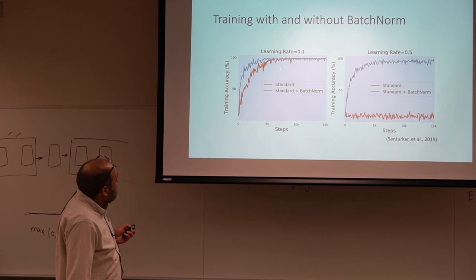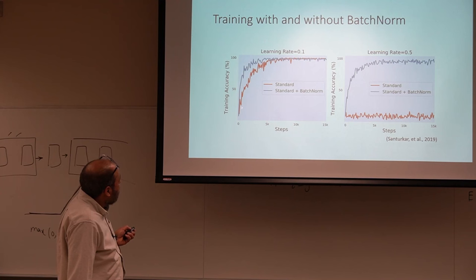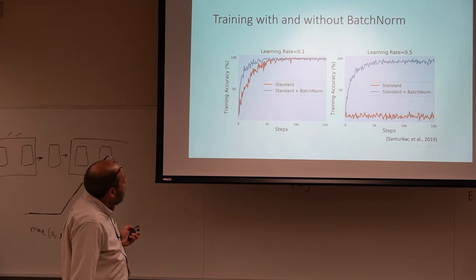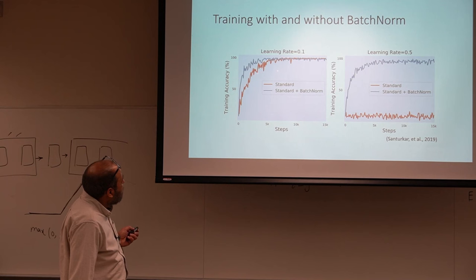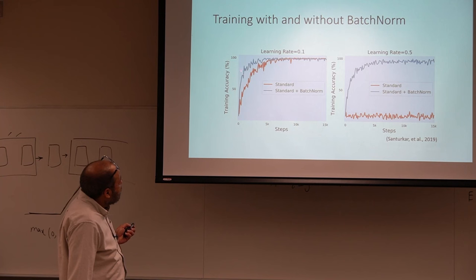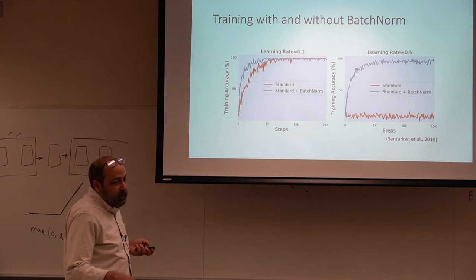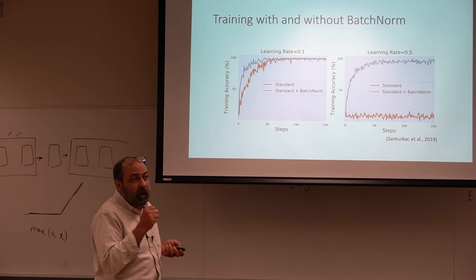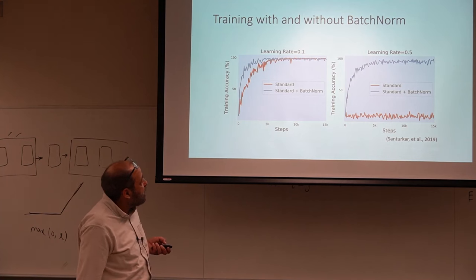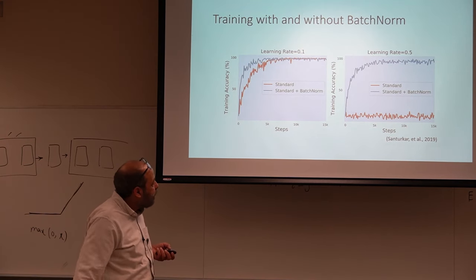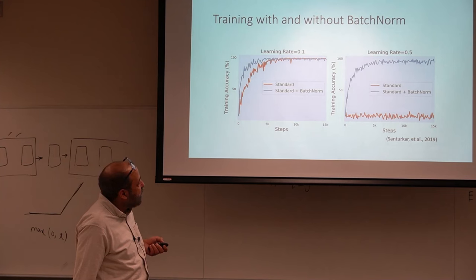This is learning rate 0.1 with and without batch norm. The blue is with batch norm, the red one is without batch norm. And you can see that when learning rate is quite small, both of them converge. The one with batch norm converges faster. If you can afford applying a larger learning rate, the convergence would be much faster.